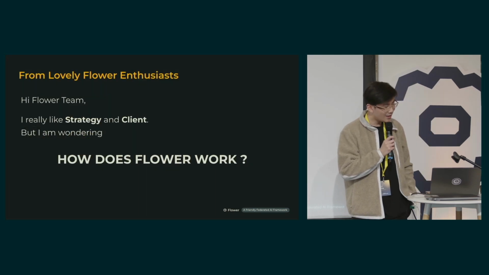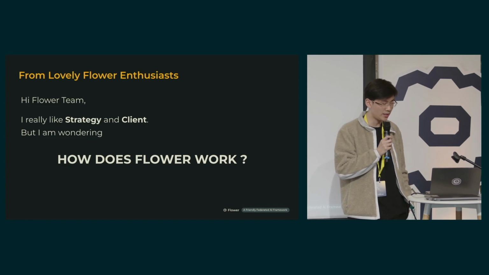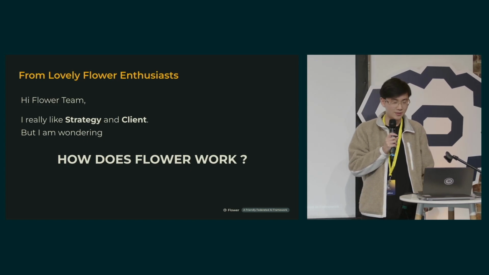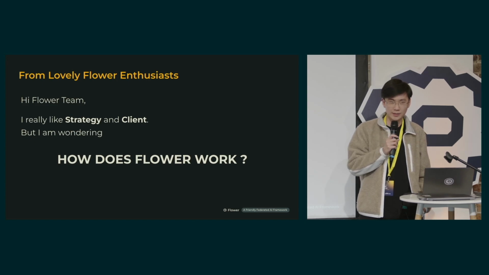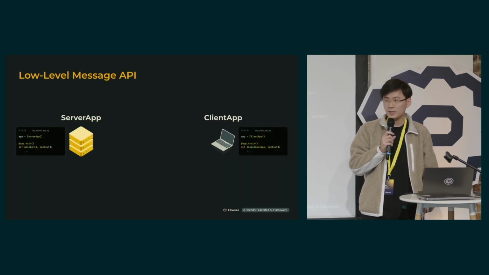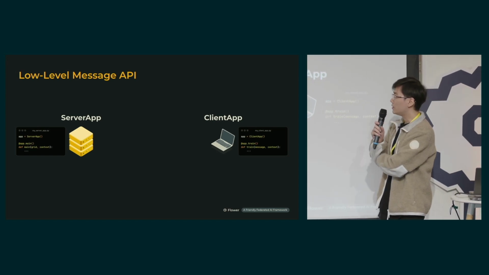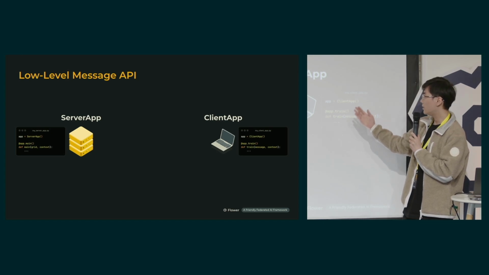I think it is definitely possible to make that happen just with strategy and client. But there's always too much to learn. And we expect that anyone can get started with Flower easily, even if they know nothing about Flower. So let's just strip Federated Learning to the bone. There's a server, we call it a server app. And here's a client, we call it a client app.